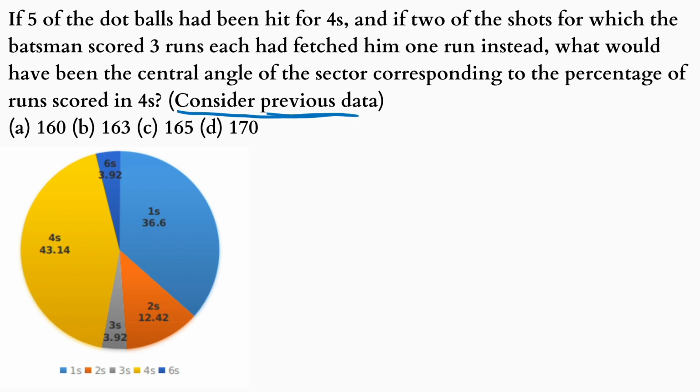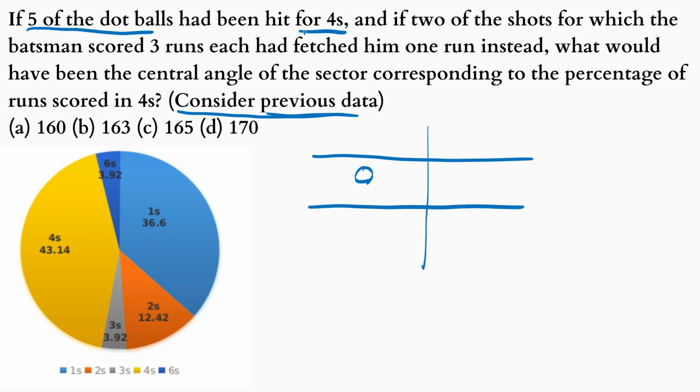So at first, what did he do? What did he get? 5 of the dot balls had been hit for fours. So a dot ball means a ball for which we do not get any run. So the score for these 5 dot balls is 0, but now instead of 5 dot balls he hit 4s. So 5 balls into 4 runs will be equal to 20 runs. This is the initial value, this is the final value.